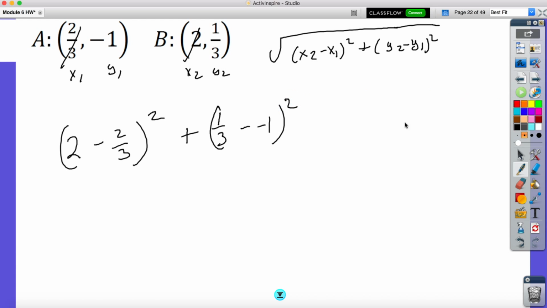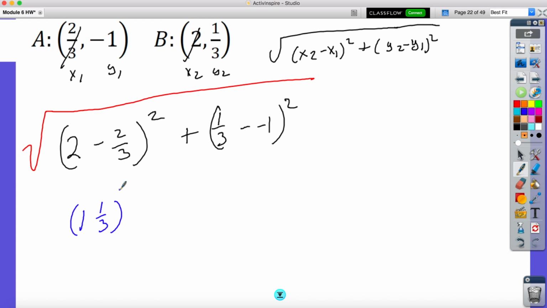Now this whole thing is going to be in a square root. So let's go ahead and begin solving this. 2 minus 2/3 is 1 1/3 squared. And to make it easier, I'm going to turn this into an improper fraction. That would be 4/3 squared. And I'm going to have 1/3 minus -1. That's going to turn into a plus to get 1/3. Excuse me, plus 1 1/3.